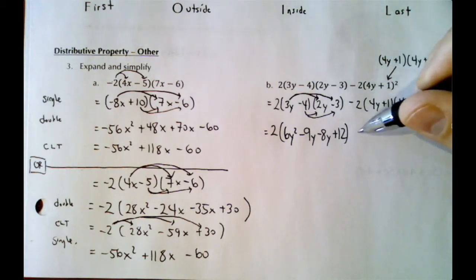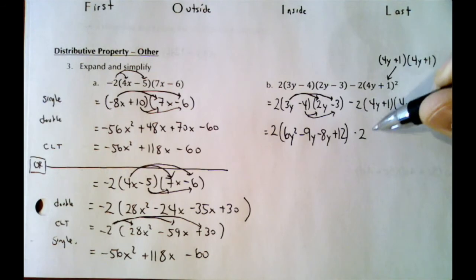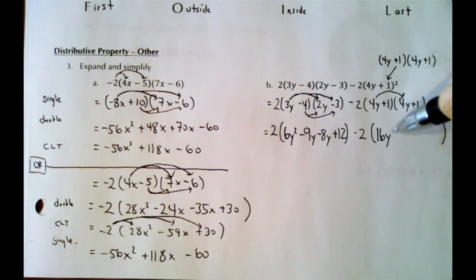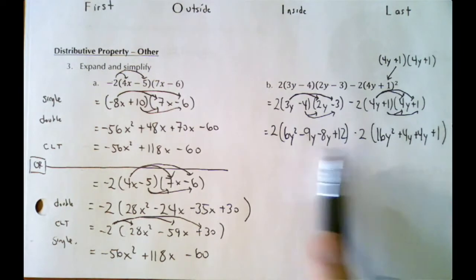Next terms, we've got negative 2, and we're going to do the FOIL first. So a big bracket, 4y times 4y is 16y squared. 4y times 1 is 4y. 1 times 4y is also 4y. And 1 times 1 is 1. So there we go. We did 2 FOILs at once.